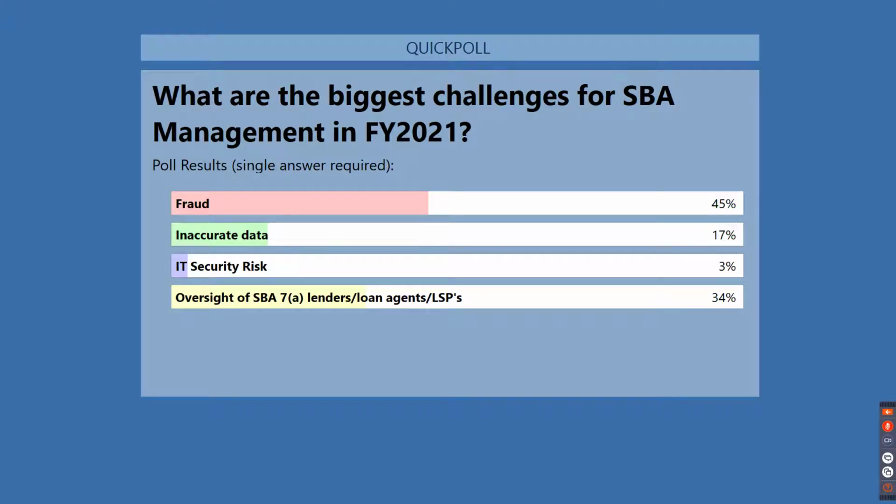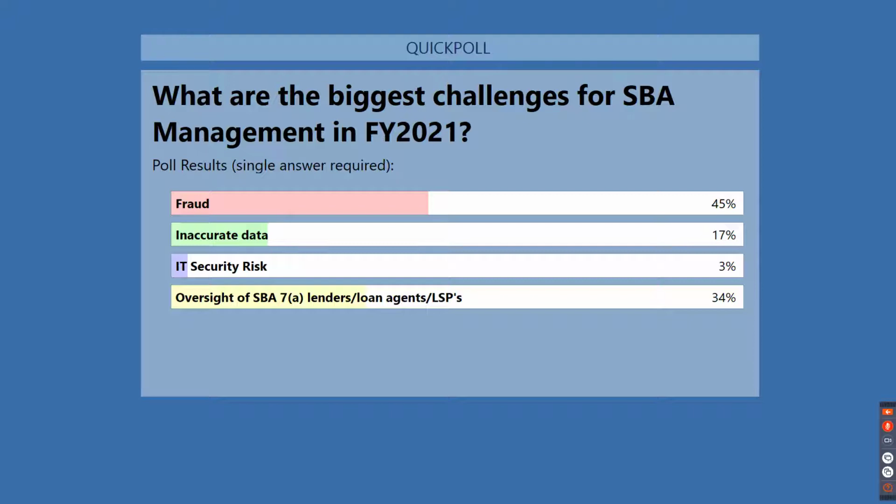So 2 was inaccurate data, 3 was IT security risk, and 4 was oversight. So Lance, we stole it directly from SBA. Any comment on oversight of lenders and loan agents? Personally, I think that would have been higher. I would have thought it would have been higher as well.